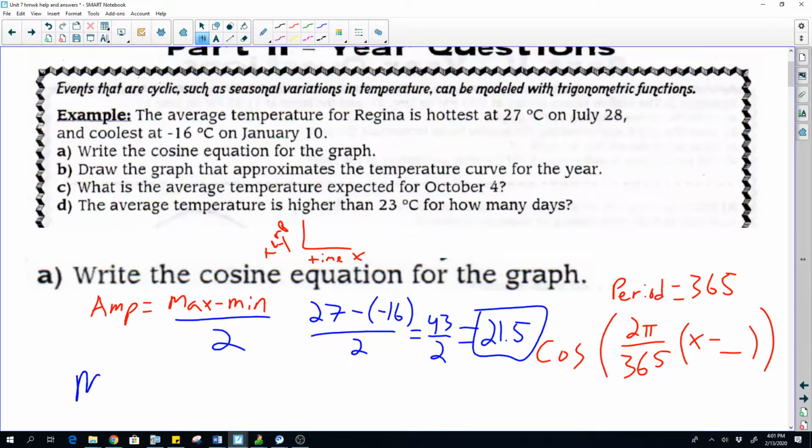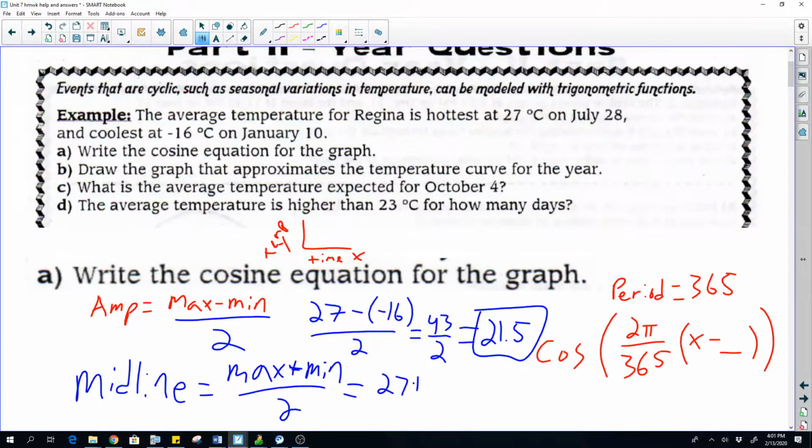Now the midline is also very similar. Instead of subtracting them, you're going to average them together. So that's the maximum plus the minimum divided by 2. Our maximum, again, is 27. This time we're going to add it with a negative 16. And then divide that by 2. So 7 minus 6 is 1. 2 minus 1 is 1. So that's going to be 11 halves, which is 5.5 for our midline. Then we'll talk about our period and put it all together.